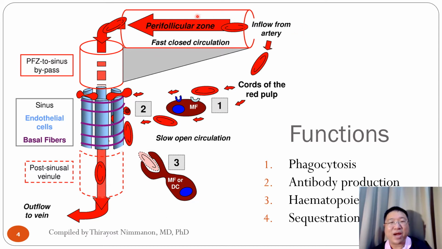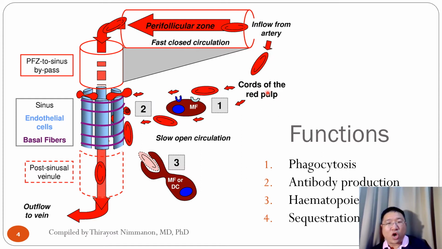The blood just passes through the spleen quickly, and most of the blood entering the spleen will go this way, but only a small proportion of the blood will enter the other circulation, which is the slow open circulation. The blood will exit the capillaries and then go through the cords of the red pulp.